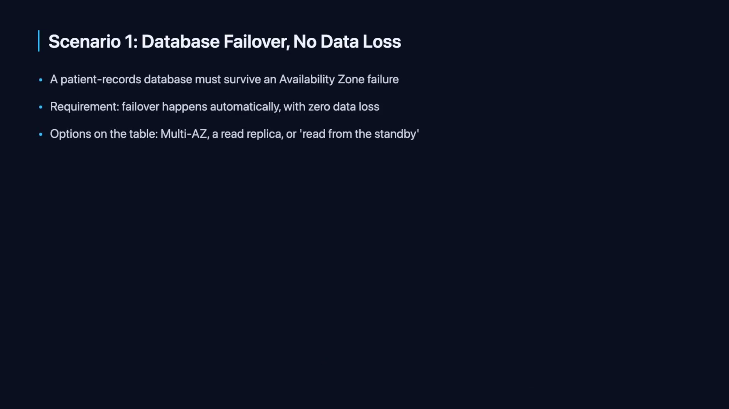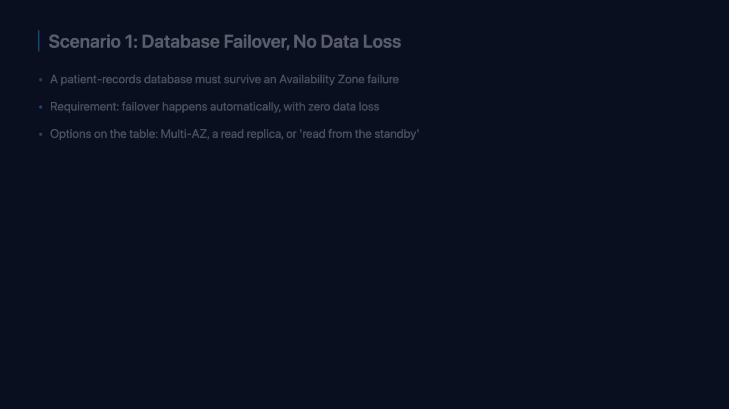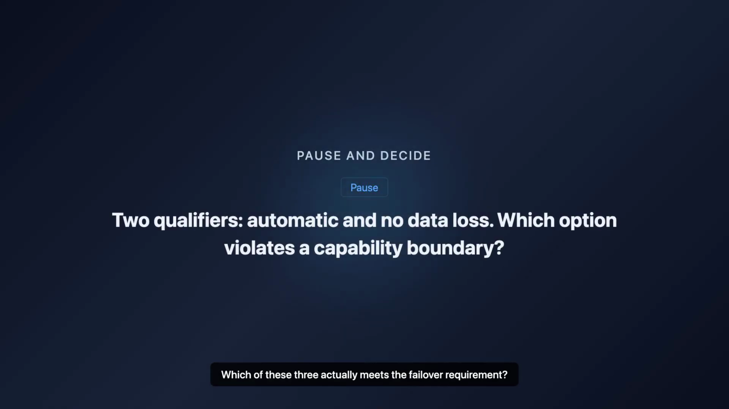Scenario 1. A patient records database has to survive an availability zone failure. The requirement is spelled out precisely. Failover must happen automatically, and there can be 0 data loss. On the table, you've got multi-AZ, a read replica, and an option that says to read from the standby. Notice those last two both sound like they involve a second copy of the data. Which of these 3 actually meets the failover requirement?